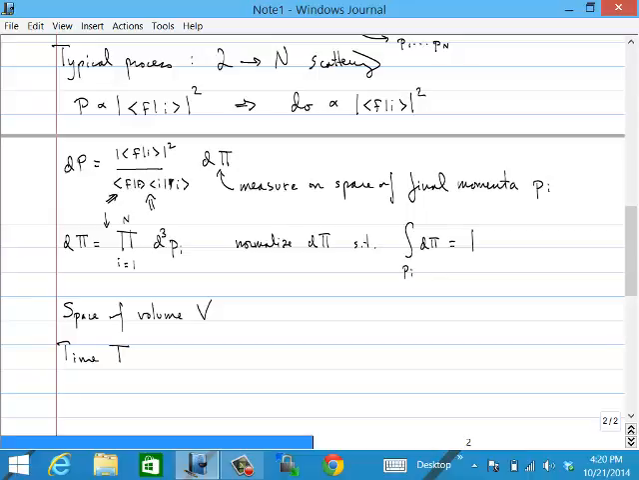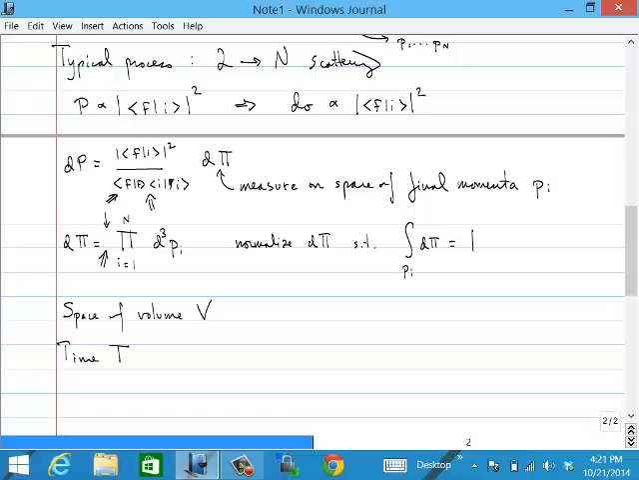Okay. So why do I want to do this? Well, the reason why I need to introduce this quantity V is that it's a dimensionful quantity. Okay. And it'll allow me to fix a normalization constant that's going to go right here such that the integral of dΠ is equal to 1.